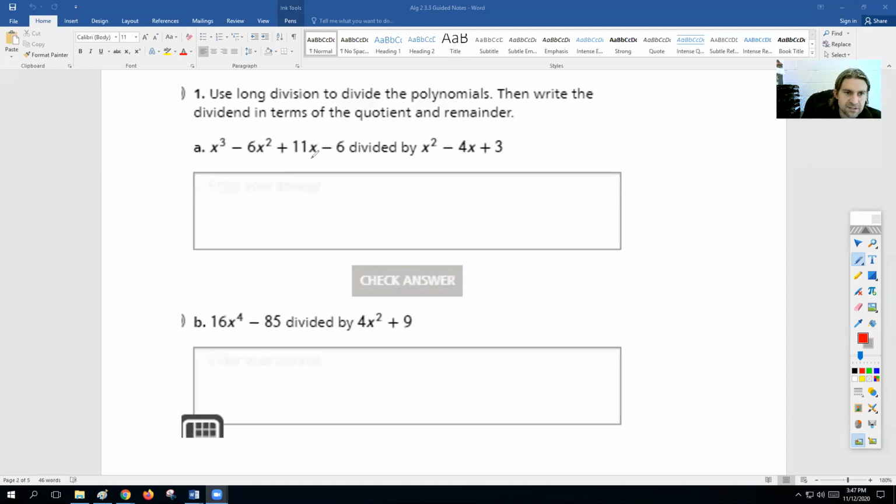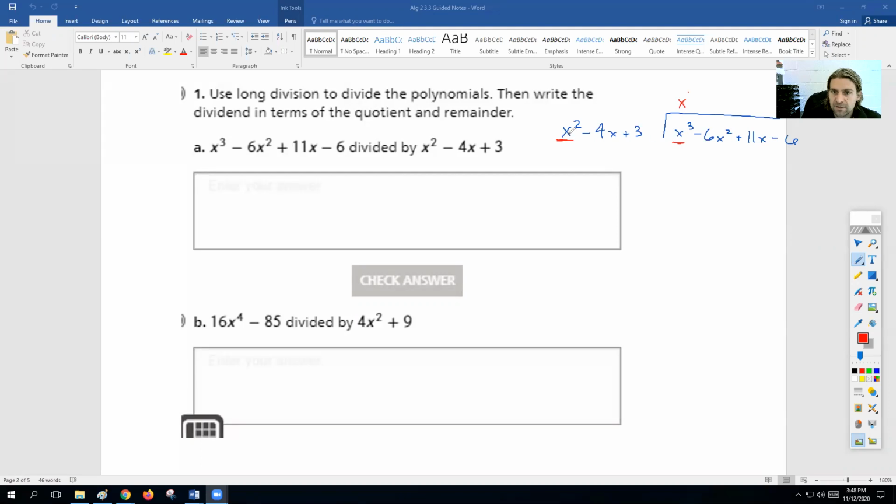All right, so if I'm going to take this expression and divide it by x squared minus 4x plus 3, we're dividing x cubed minus 6x squared plus 11x minus 6. Okay, we don't have any spaces to fill out. We're just going to go ahead and start looking. What do we multiply x squared by to turn it into x cubed? We'd have to multiply it by x. Yeah, just x. That's it.